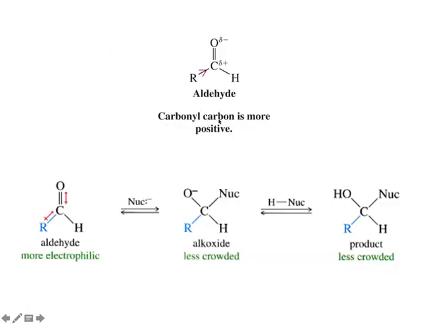Okay, if we look here, this is aldehyde. What I said before, this is the alkyl group and the other side is hydrogen. The carbonyl carbon is more positive, more electrophilic, because of only one R attached on the carbonyl carbon. So it is easy for the nucleophile to attack this C double bond O because it is less crowded, only one alkyl group and on the other side only one hydrogen. So this is the intermediate alkoxide.